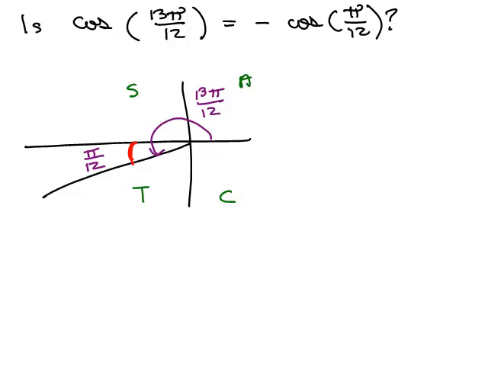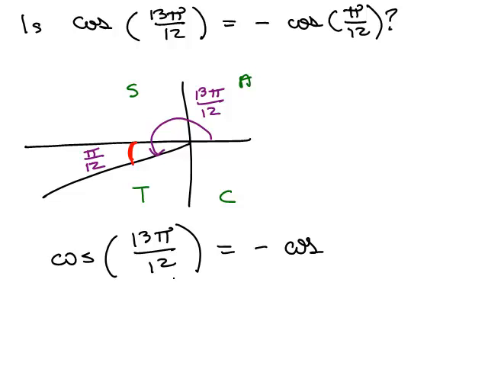So we're going to figure out how we would find the cosine of 13 pi over 12 using that reference angle. So since that angle is in quadrant 3, will the cosine be positive or negative? And only the tangent is positive, right, of the 3 basic trig functions. So the cosine will be negative, and then we write the reference angle, which is pi over 12.